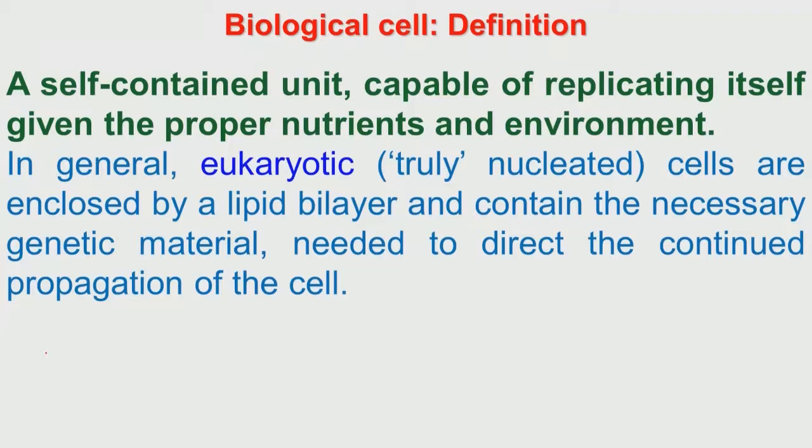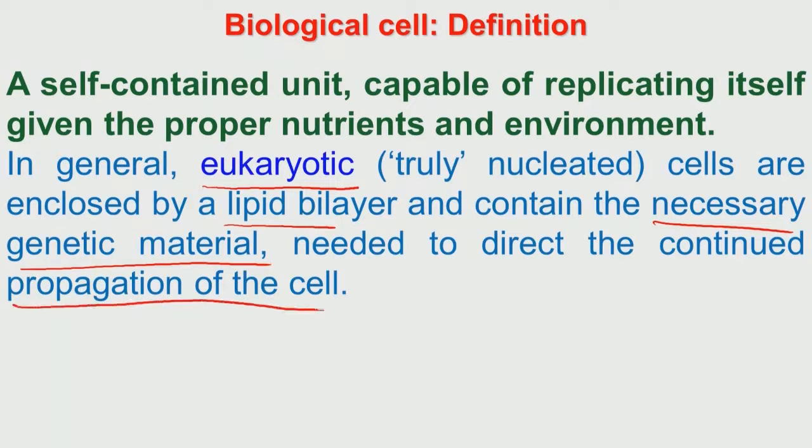In general, the cells can be classified as two classes. One is the eukaryotic, EU means truly. So, eukaryotic means truly nucleated cells which are enclosed by lipid bilayer and also contain the necessary genetic material. So, essentially that genetic material includes the nucleic acids like DNA, RNA needed to direct the continued propagation of the cell.